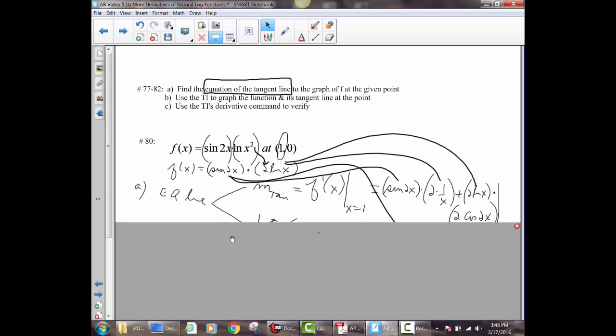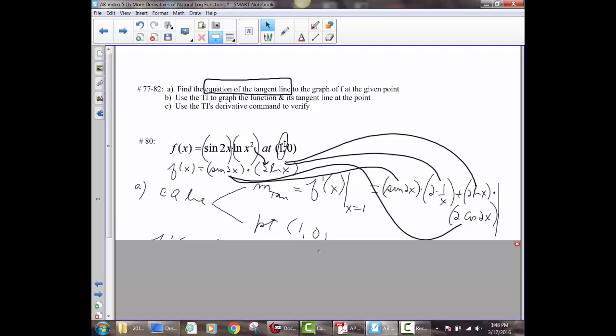So to find the equation of any line, we need a point, which they gave us, the point (1, 0), and we need the slope of the tangent line at that point, which is f prime of x at x equals 1. So I need to find the derivative. I'm going to use the product rule. I have the first factor times the derivative of the second factor, which is 2 times 1 over x, plus the second factor, which is my second parentheses, 2 ln x, times the derivative of the first factor, which is cosine of 2x times 2 by the chain rule.